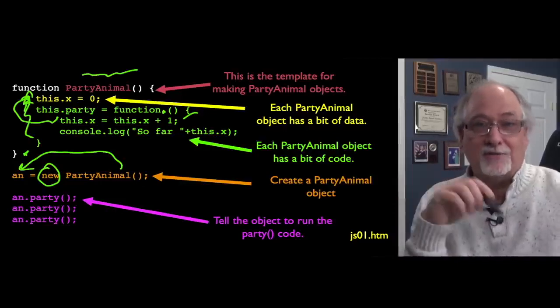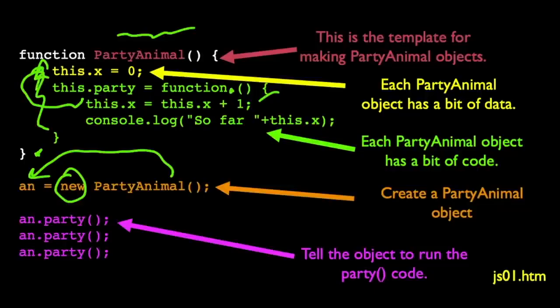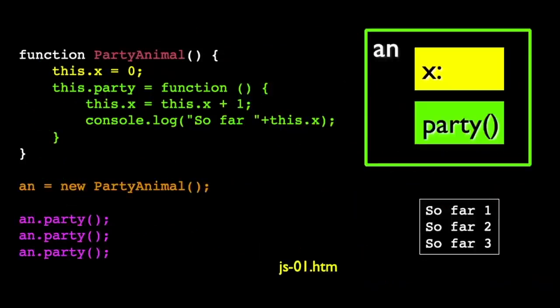So I call an.party 3 times. So I call the method party. Okay? So that is the basic mechanism. And so if we were to somewhat trace through this part here, the function just is a template, that it's remembering the template and naming it party animal.